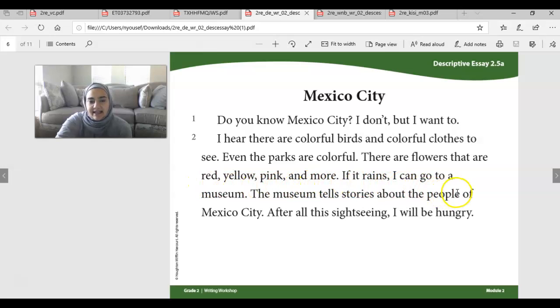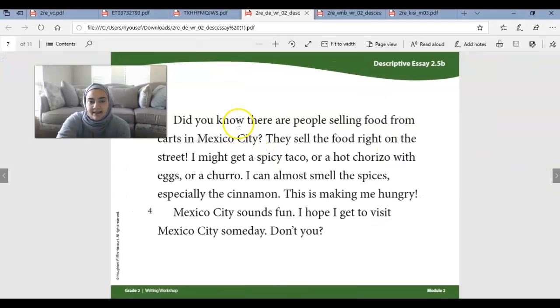If it rains, I can go to a museum. The museum tells stories about the people of Mexico City. After all the sightseeing, I will be hungry. Did you know there are people selling food from carts in Mexico City? They sell the food right on the street. I might get a spicy taco or a hot chorizo with eggs or a churro. I can almost smell the spices, especially the cinnamon. This is making me hungry. Mexico City sounds fun. I hope I get to visit Mexico City someday.